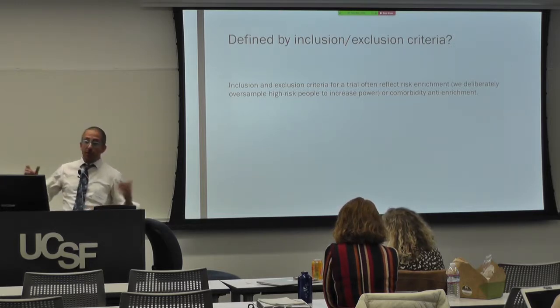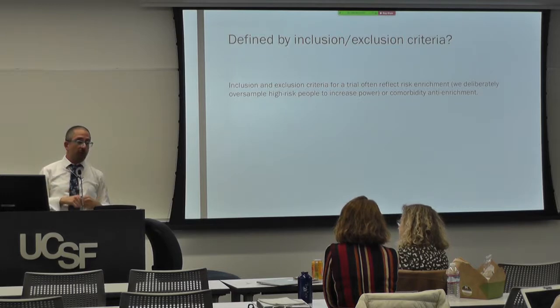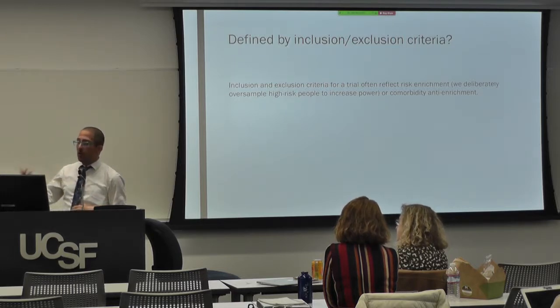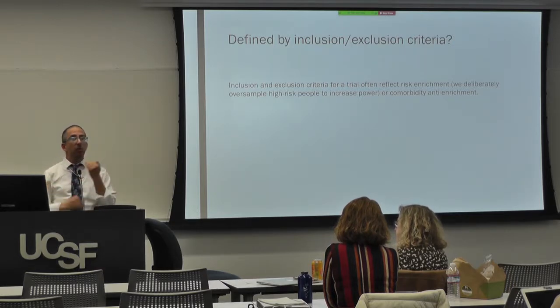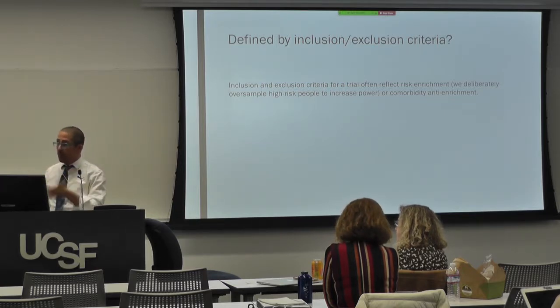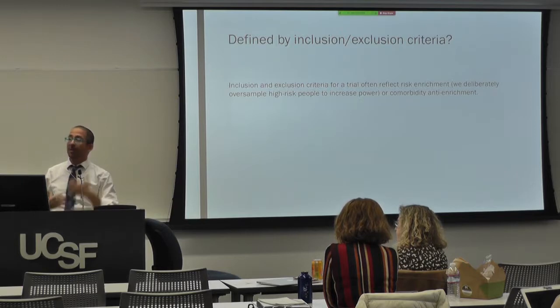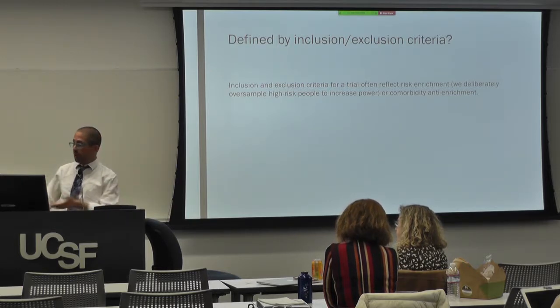So, for example, the inclusion and exclusion criteria often reflect risk enrichment. Often we oversample high-risk people to increase statistical power, or we anti-enrich people who we believe have comorbidities or who we think are likely to have side effects from a drug, right? And that's often done very deliberately and for very good reasons, but that means specifically it's not a good representation of your target.